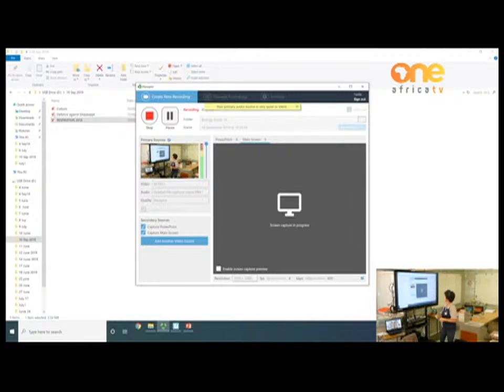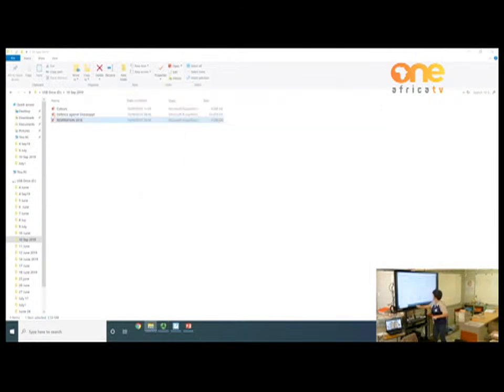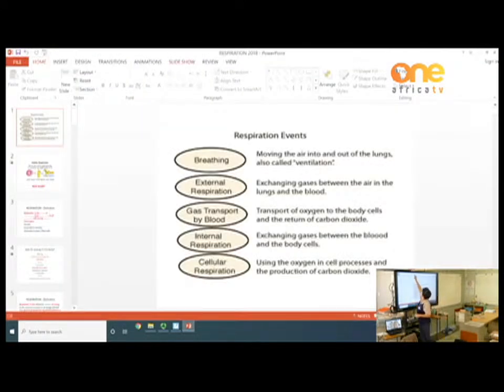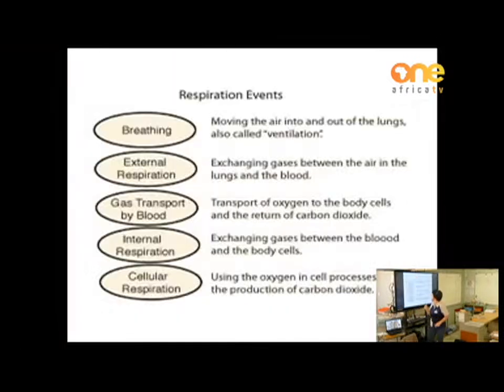Okay, so when we look at respiration, we always have a problem with the events that is taking place during respiration. Because some people think if I'm talking about the respiratory system, I'm talking about respiration. What is the respiratory system about? What is our respiratory system? Name the organs in the respiratory system. The lungs.